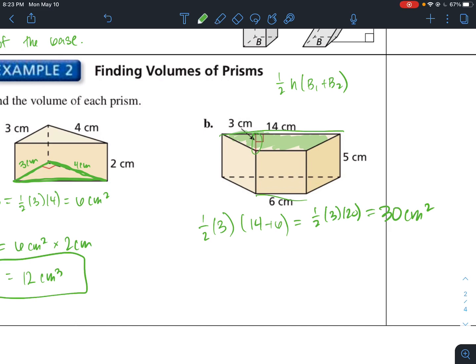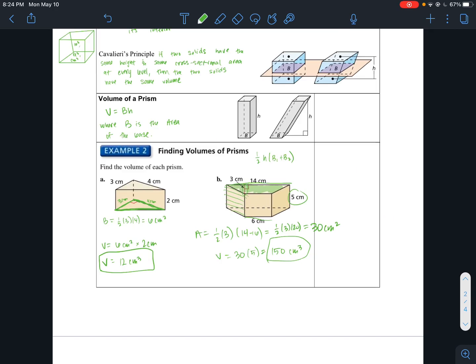And then we need to multiply it by every single layer right there, which would be multiplying it by 5, since it's given as 5. So we do the volume. This was area. Volume would be equal to 30 times 5, which is 150 centimeters cubed.